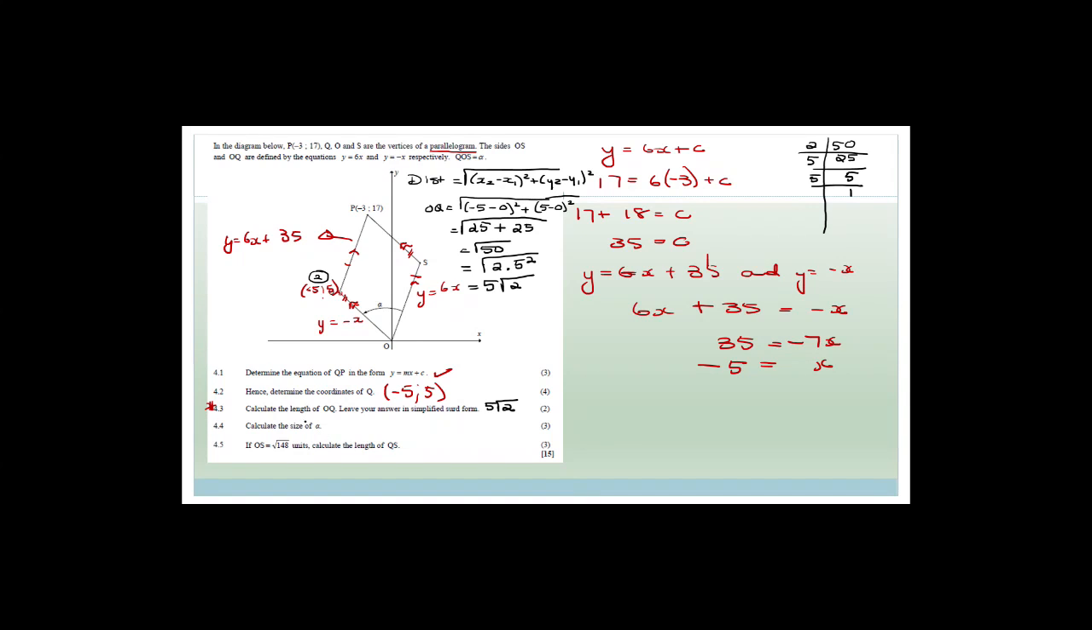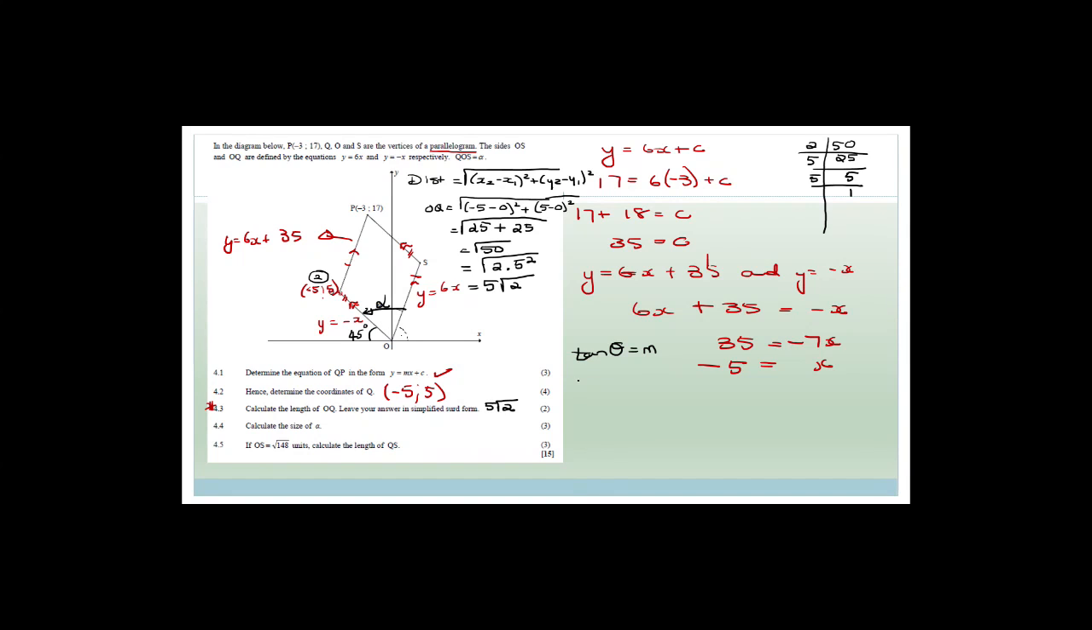Now they want us to calculate the angle of size alpha. Do you agree that if we can find this angle here, the gradient of that line is 1, since it's y = -x, so that angle there is 45 degrees. We know the gradient of this line is 6x, so the gradient is 6. Using the fact that tan theta equals m, we can get this angle. Then all we have to do is go 180 minus 45 minus the little angle, and we will get this whole big angle here, alpha.